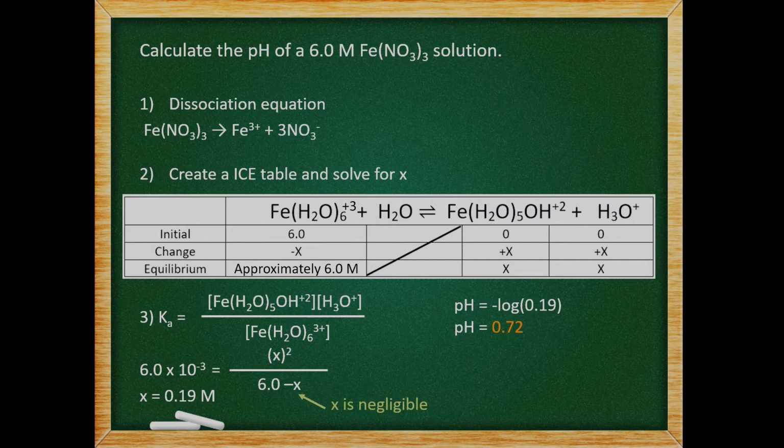We then create an ice table where the hydrated ion is acting as a weak acid. We fill in the initial concentrations, and the changes to those will be X. When we put the equilibrium concentrations into the Ka expression, the change to the initial hydrated iron ion concentration is negligible because the percent ionization comes out to be less than 5%. Once we have the concentration of hydronium, we can then find the pH.